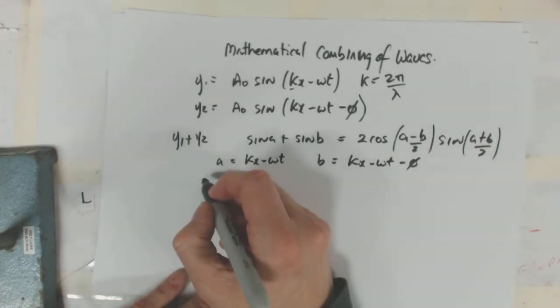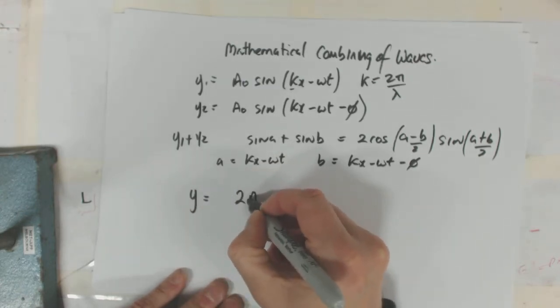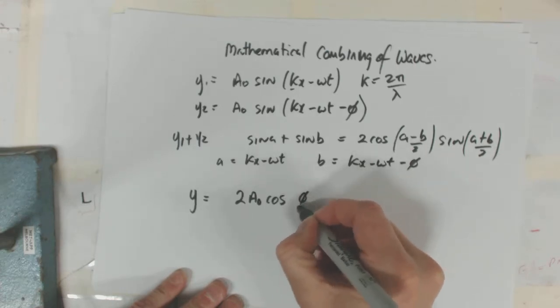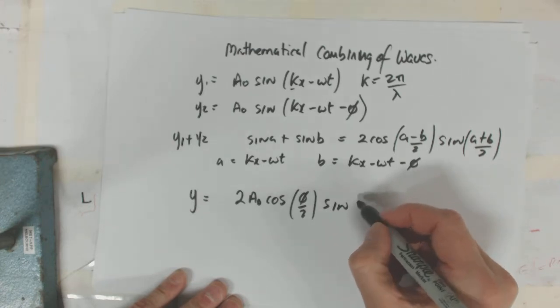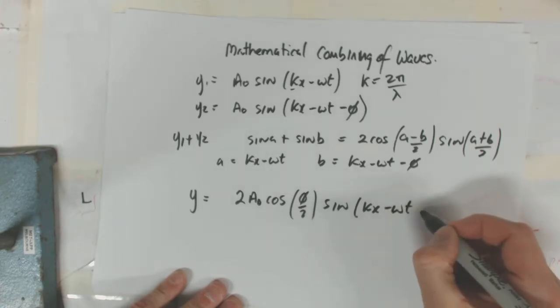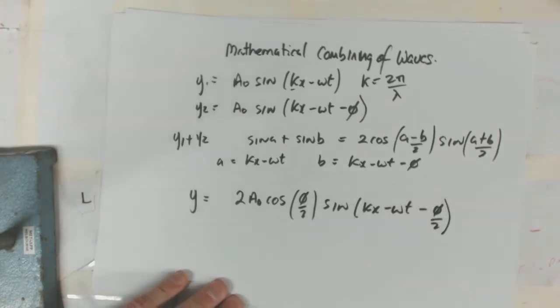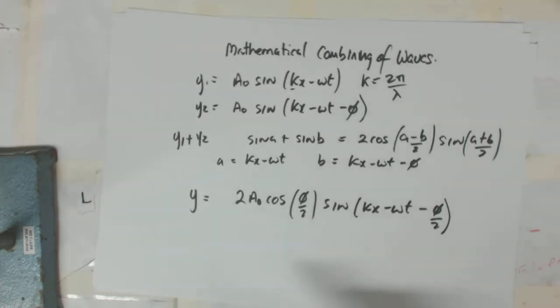We can just substitute them in, and then we end up with this equation, which is what we're looking for, 2a0 cos of (phase difference over 2) times the sine of (kx minus omega t minus phase difference over 2). So what's that telling us? Okay, that's telling us that the phase difference has a lot to do with how these two waves with the same wavelength and same frequency but slightly out of phase are going to look. It's going to produce one wave.